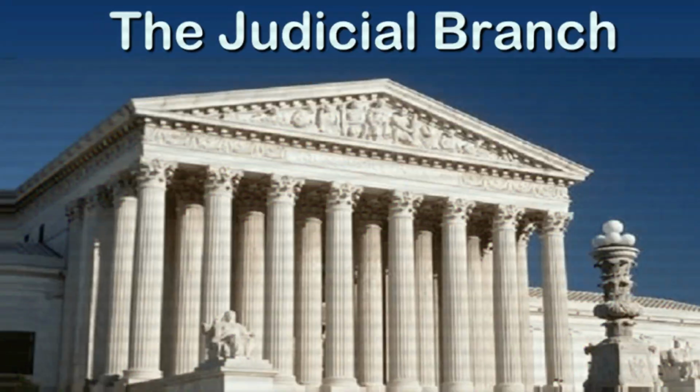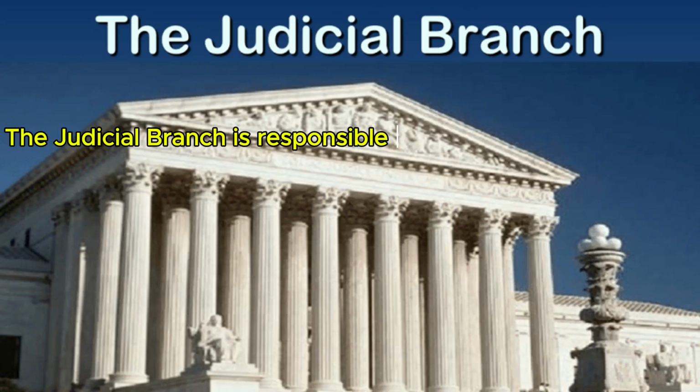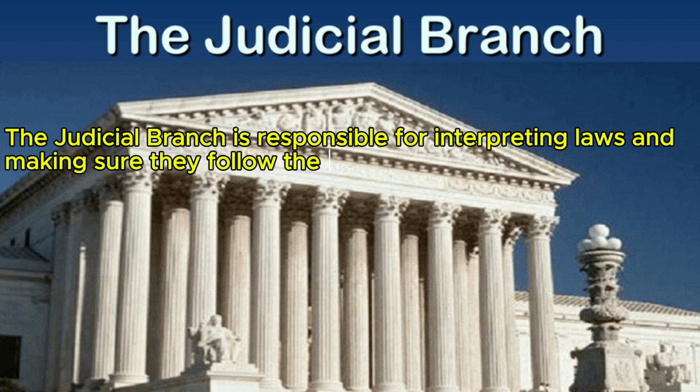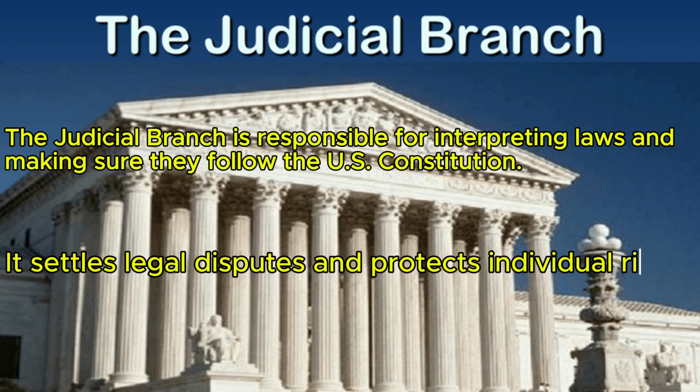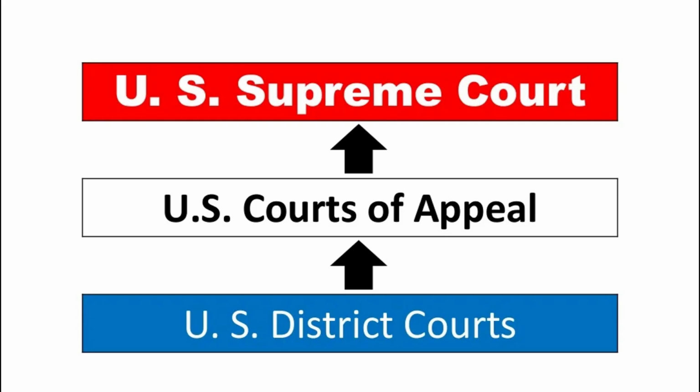Now, talking about the judicial branch, it is responsible for interpreting laws and making sure they follow the US Constitution. It settles legal disputes and protects individual rights. The judicial branch has the Supreme Court, Federal Court, and State Court. The Supreme Court is the highest court in the country with 9 judges, and they are appointed by the President and approved by the Senate. Federal Court includes the Court of Appeals and District Court.